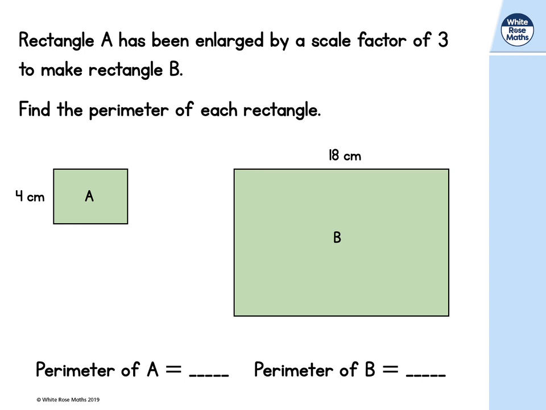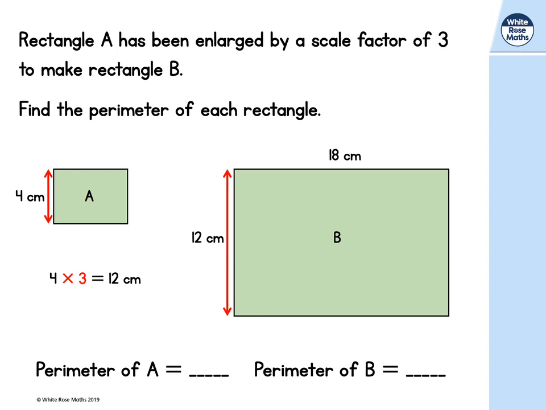Well, we know parts and details of both of the rectangles. Let's have a look at the length 4. Let's find the corresponding length on side B. This has been enlarged by a scale factor of 3. So to work out this length, we could do 4 times 3 is 12. So this length must be 12.